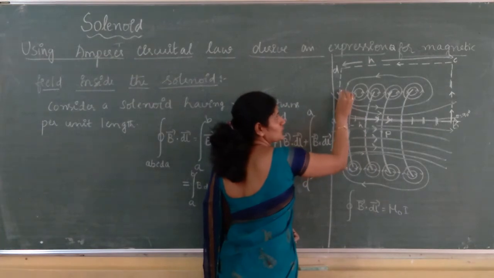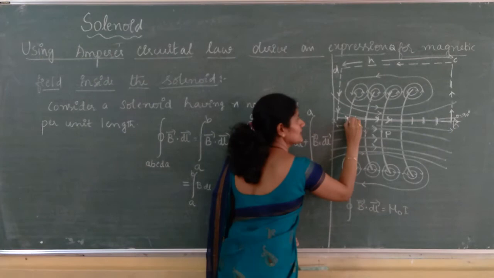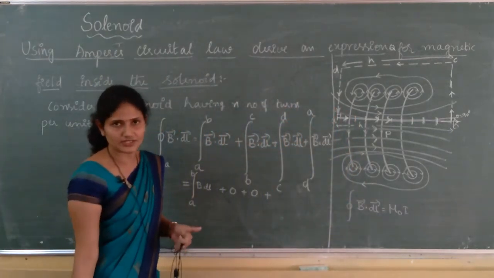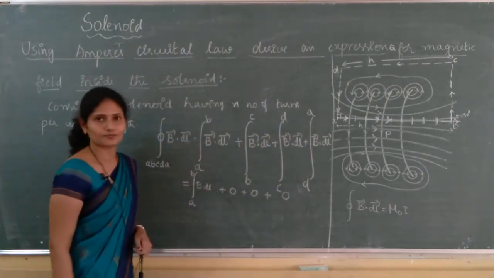This is the direction of dl. The direction of the magnetic field is like this. Again, they are perpendicular to each other. Theta is equal to 90, cos 90 is 0. So, the third term is also equal to 0.